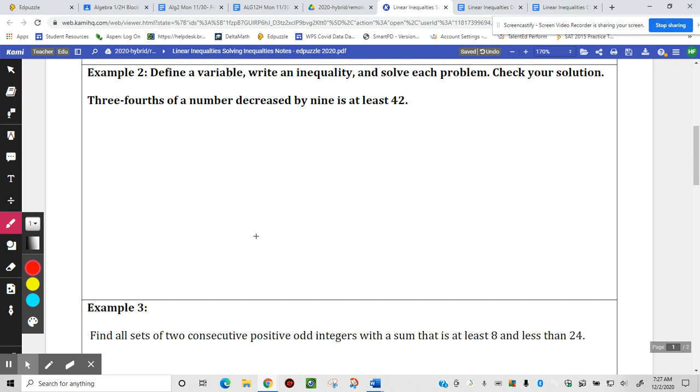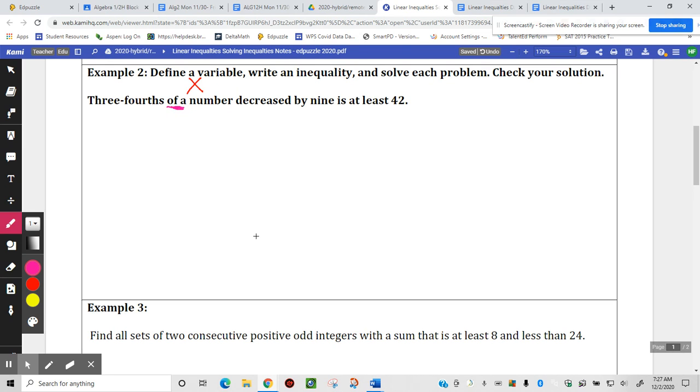Okay, for this second one, we're going to define a variable, write an inequality, and solve each problem. Right, when you have practice problems at the end, you're going to have to write your answers in interval notation. So we'll talk about how you would type in that answer. Okay, so 3/4 of a number decreased by 9 is at least 42. So how about if we call our variable x? So 3/4 of a number.